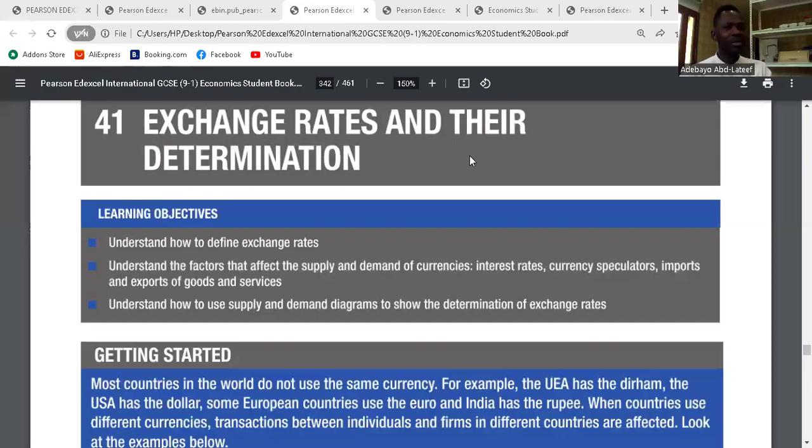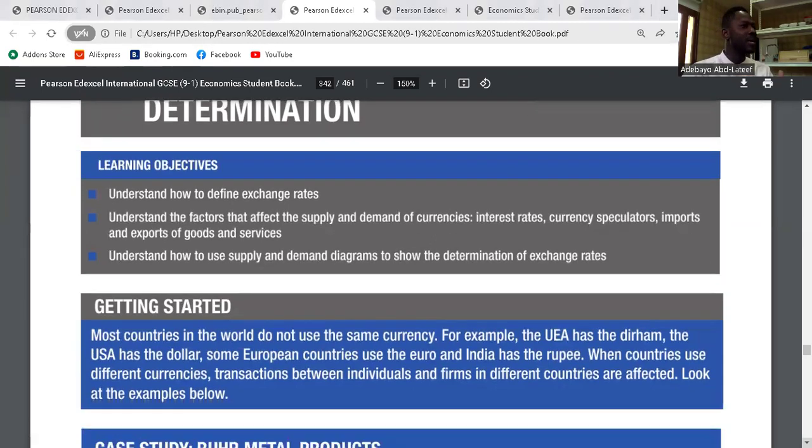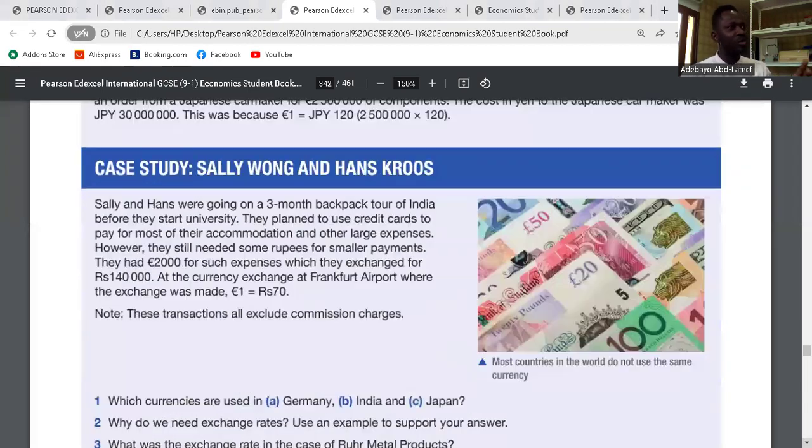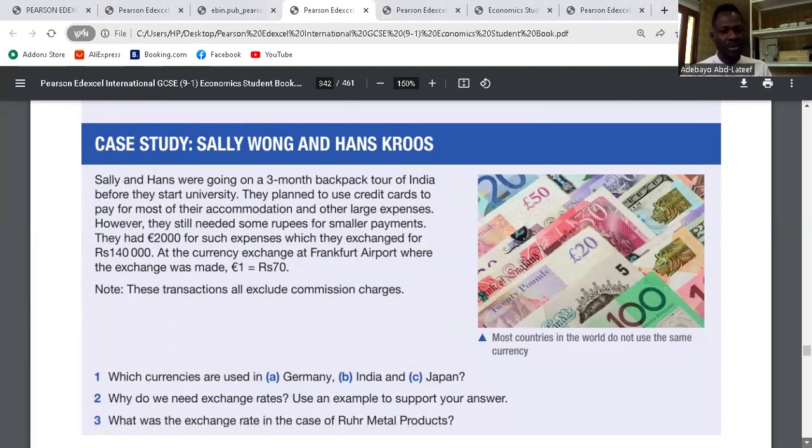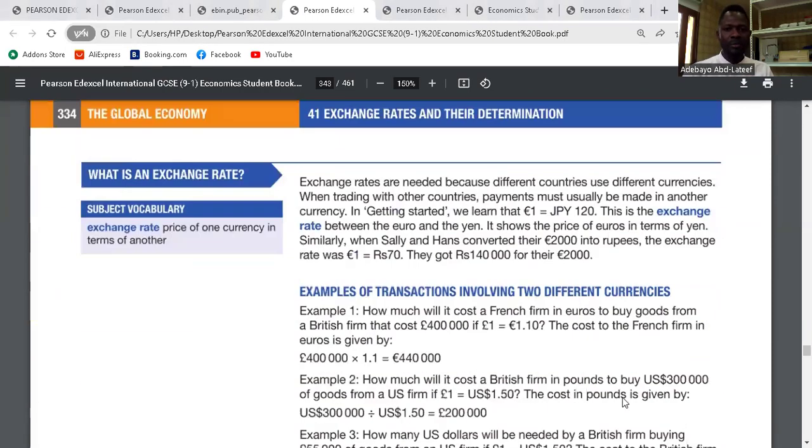We'll talk more. So we have exchange rates, chapter 41, exchange rates and their determination. So we scroll down. When we talk about exchange rate, basically we're talking about the price of a country's currency in relation to the other currency. That means the value of the dinars in relation to the dollars, the pounds, the euros, and the rest.